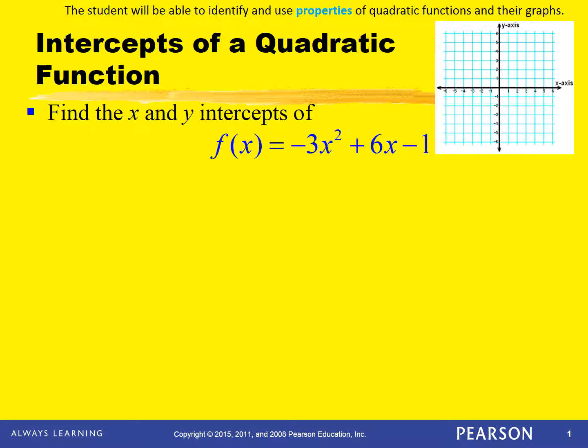2.3, Objective 2. The student will be able to identify and use properties of quadratic functions and their graphs. One of those properties is intercepts. What are the intercepts? Find the x and y intercepts of this. What's the method with that? How do you do that? Take 3 seconds and think about how you find the x and y intercepts of a given quadratic function.